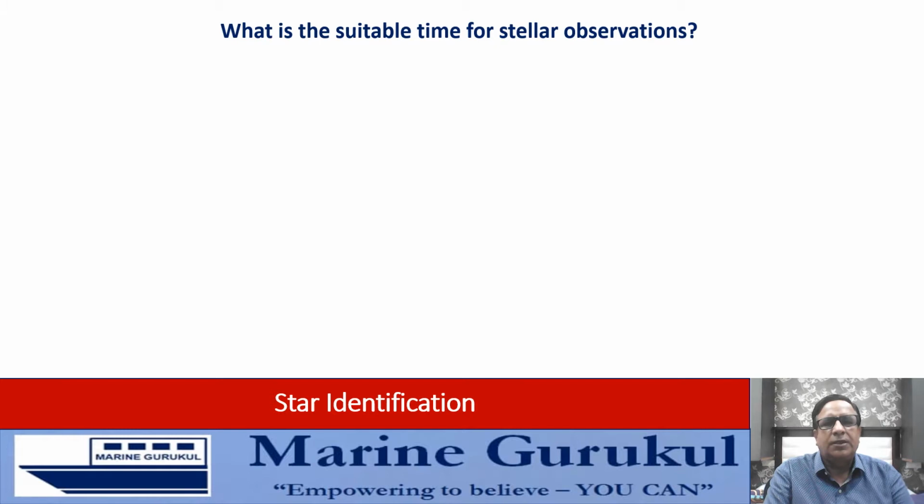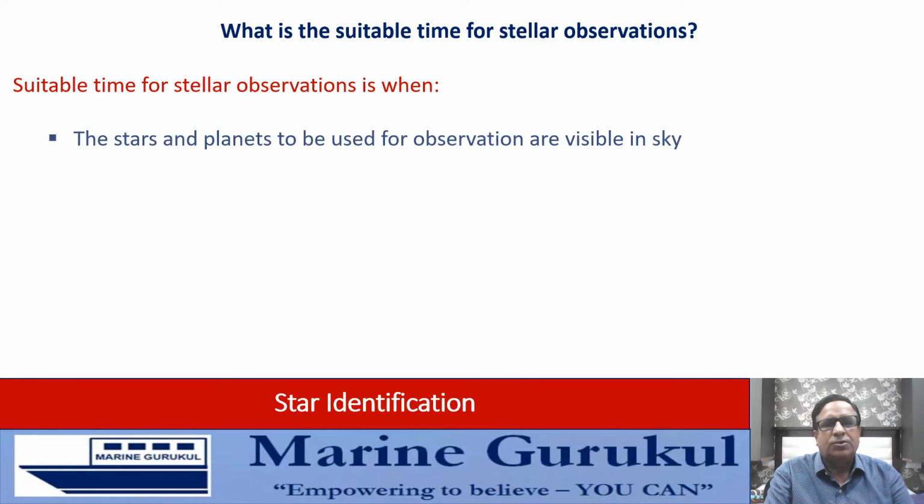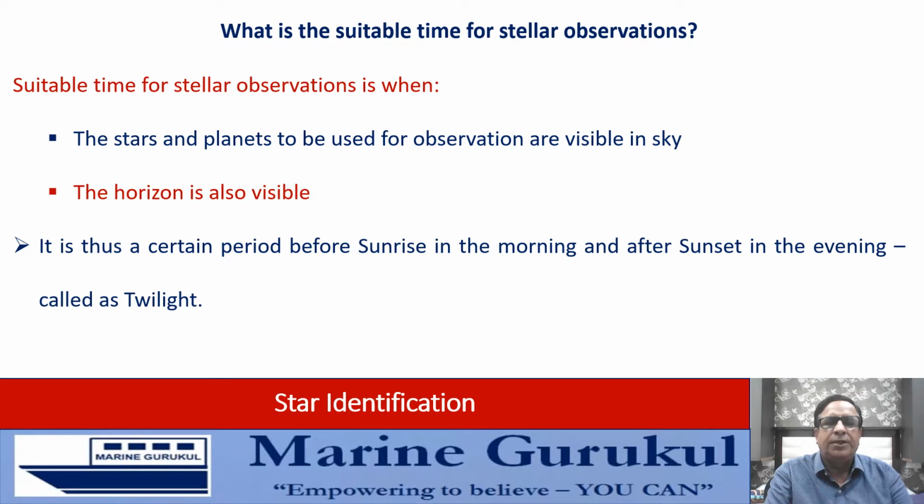What is the suitable time for stellar observations? Obviously, the suitable time shall be when the stars or the planets are visible in the sky, and so is the horizon of the observer. Why? Because the observations have to be made with respect to the observer's horizon. So to meet both these conditions, the suitable time shall be a certain period before sunrise in the morning and a certain period after sunset in the evening. And this period is referred to as twilight.